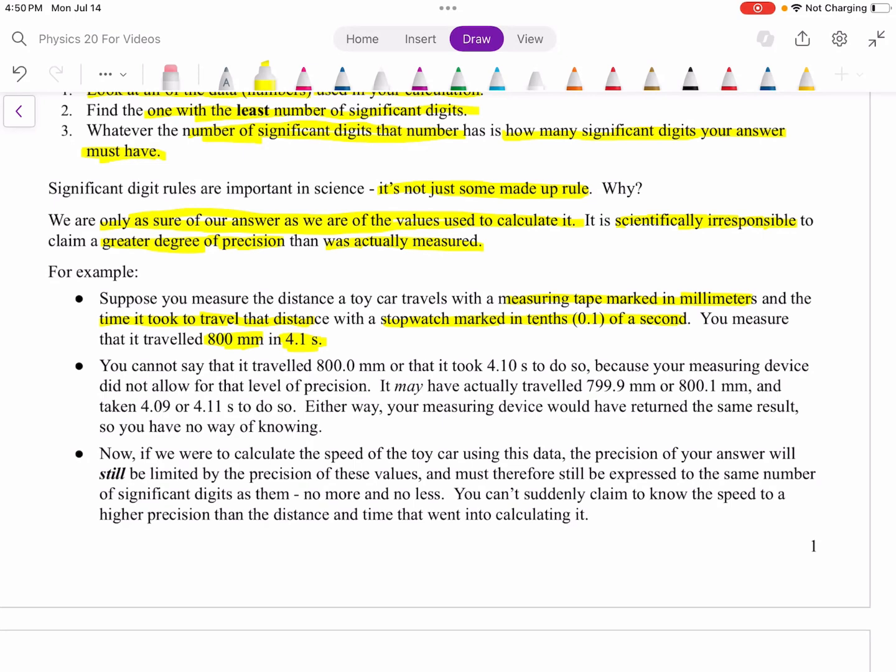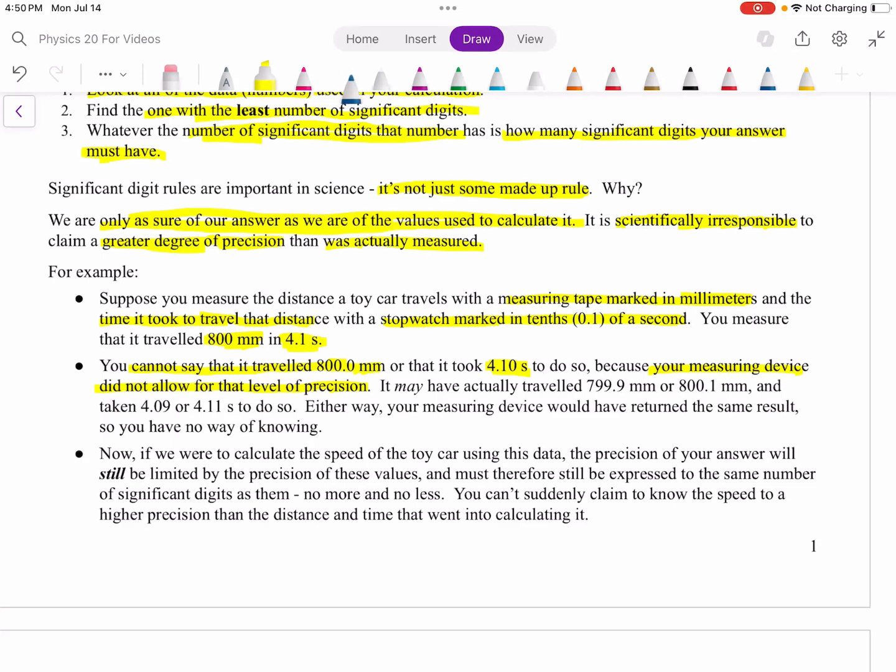Now, it would be irresponsible. You can't actually say with confidence that it traveled 800.0 millimeters. You can't add a fourth SIGDIG there. You can't say that it took 4.10 seconds to do that. You can't add a third SIGDIG to that number. The reason is that you don't know that it was actually 4.10 seconds, because your measuring device did not allow for that level of precision.